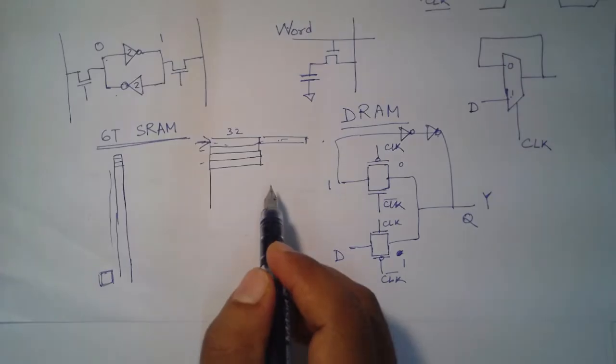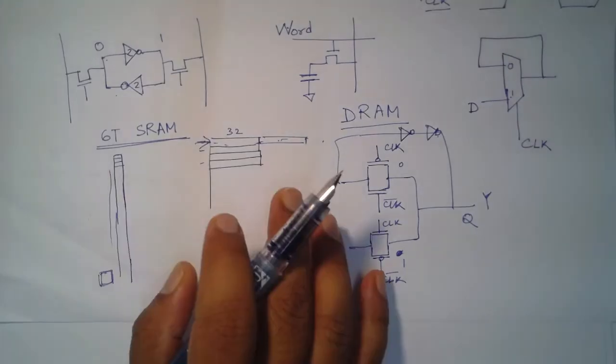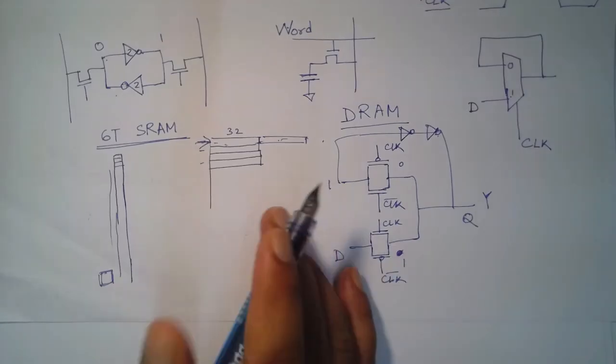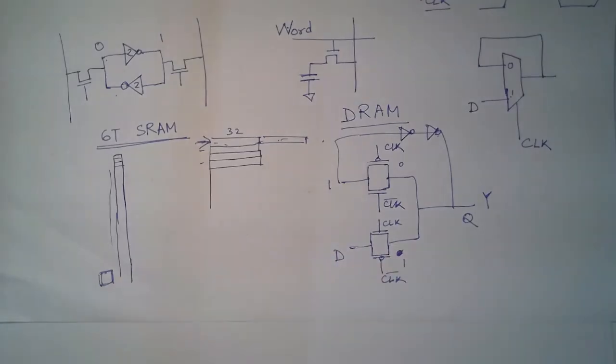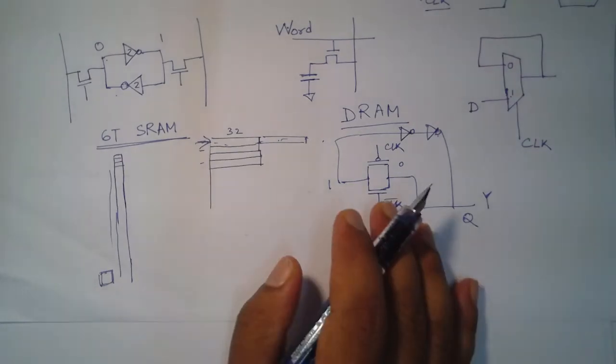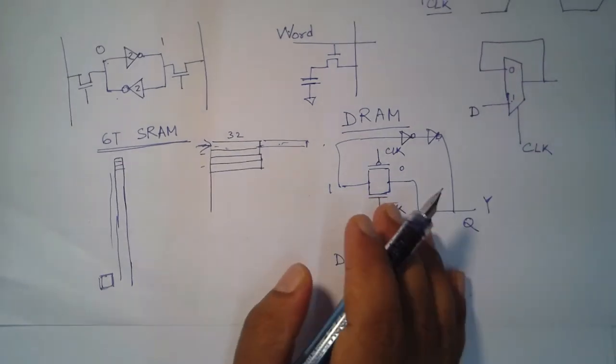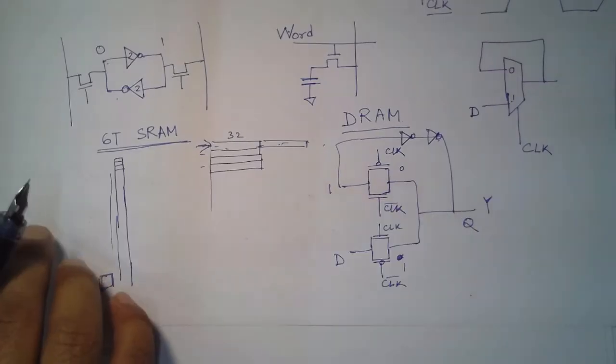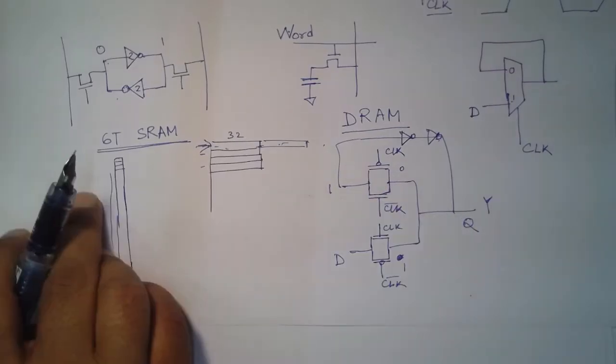So I just wanted to give you this brief overview before we actually jump on to using these memories at different levels or as caches, etc. Okay. So I'll pause for a moment. If you have any questions, I'll be happy to answer.